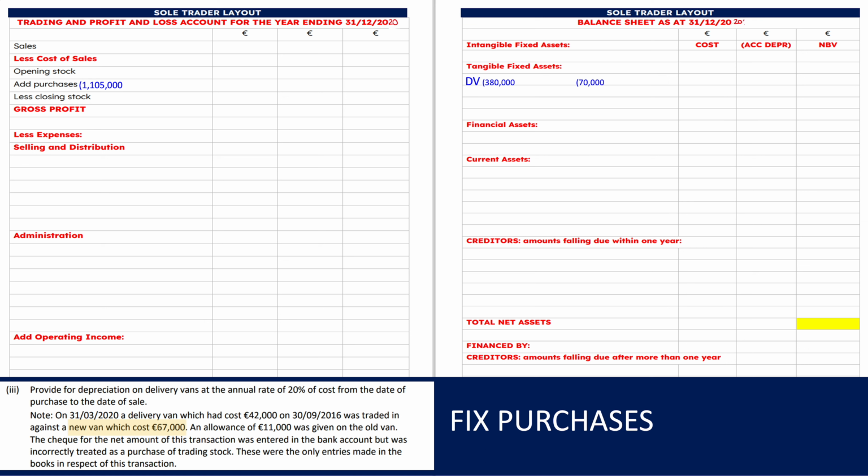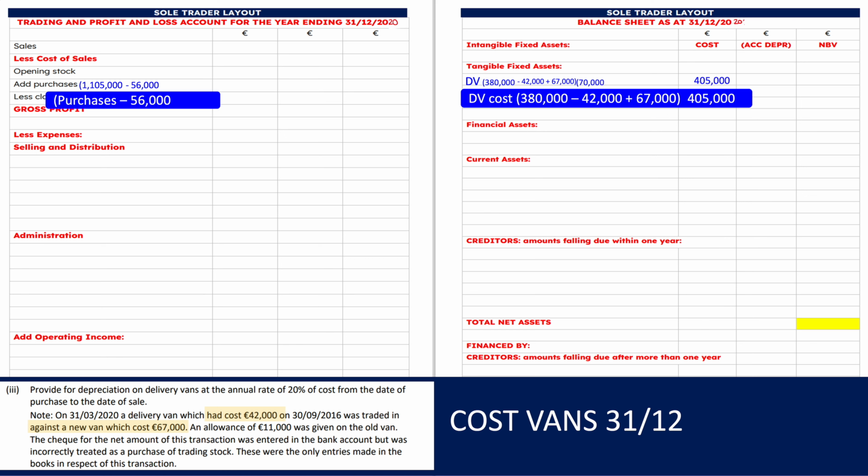So when the sole trader walked in and wanted to drive out with the van worth 67, they got an allowance of 11 from the dealership. So the cheque for the net amount would have been 56,000 then, and that was incorrectly treated as purchases, so we're going to take that out of the purchases account. Next thing we'll do, we'll calculate the cost of the vans on the 31st of the 12th. So how much were the vans at the end of the year? So you sold a van worth 42 and you got one worth 67, so we minus 42, add 67, and the cost of our vans then at the end of the year is 405,000.